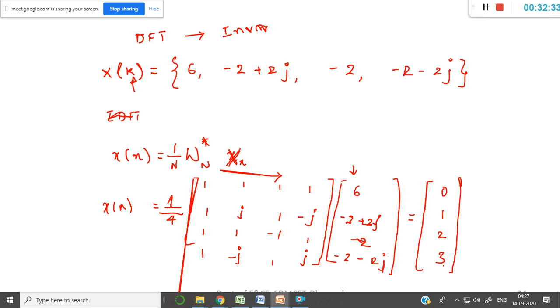I hope you got to know about calculating the DFT and IDFT using the linear transformation method, and I also assume that you got to know the meaning of the linear transformation method.